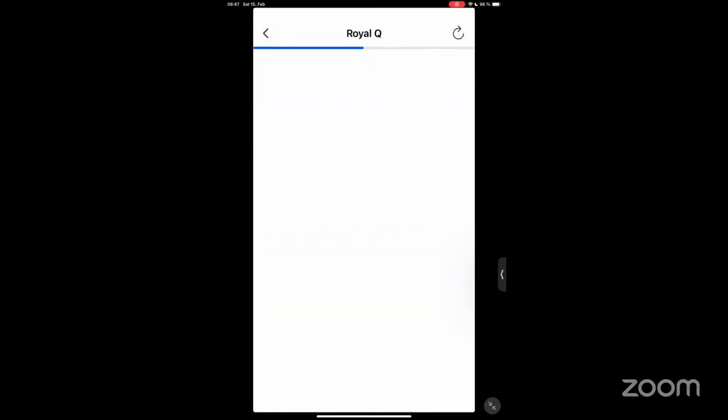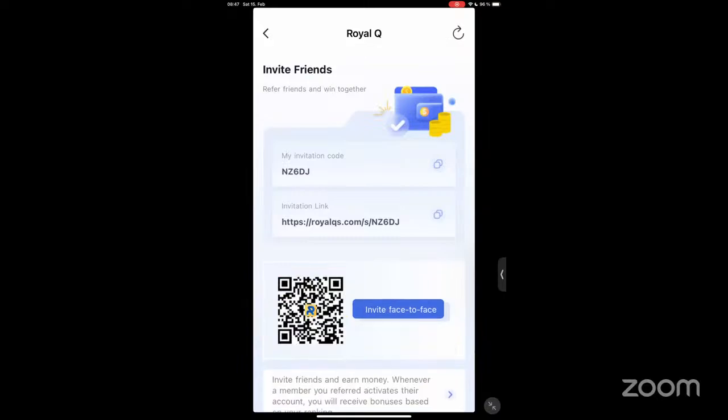Let's go to invite friend. So your friend, your neighbor, your husband, your wife, your girlfriend, your ex-girlfriend, your enemy wants to be part of Royalq. How do you get them on board? You need to come and copy your invitation link. Do not copy the invitation code. Sorry, do not copy your invitation code.